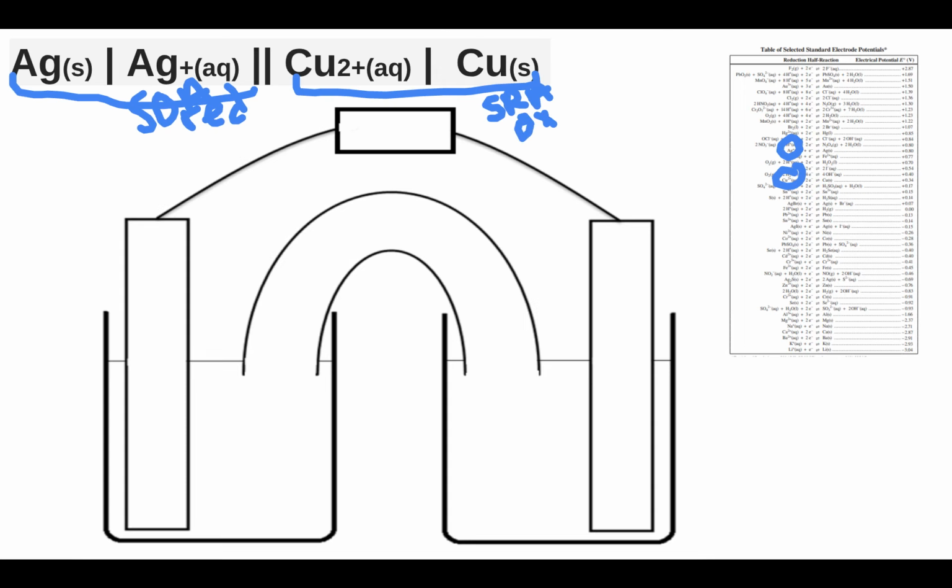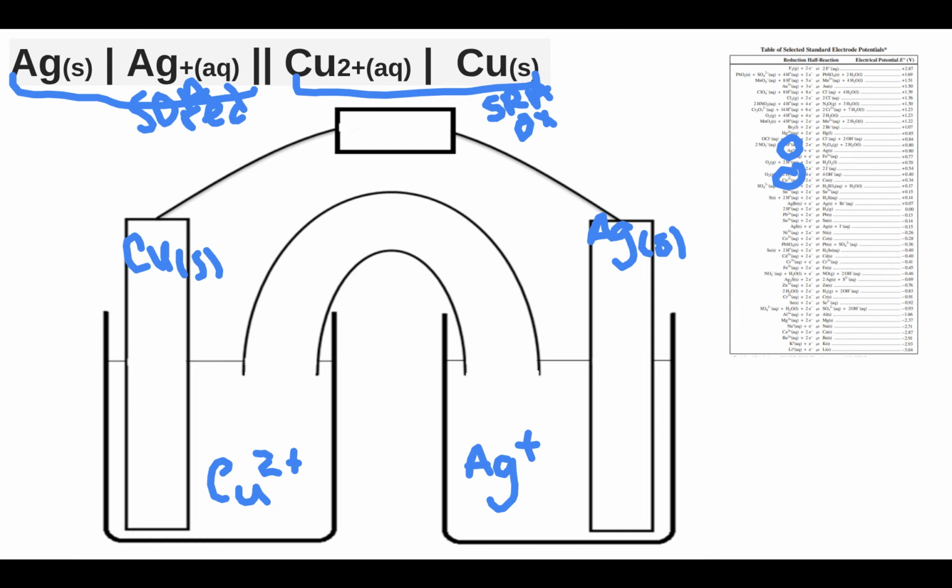So if I'm going to fill this in, I tend to write my anodes on the left-hand side. So I'd say this is my copper solid, and I'd have copper 2 positive floating around in solution. Then on the right-hand side, I would have my silver solid, and then I would have silver ions floating around in solution.